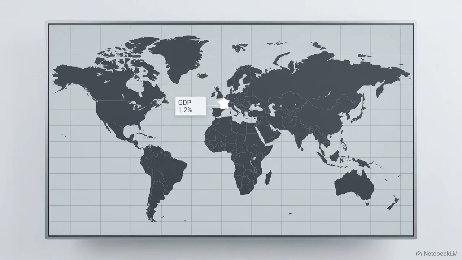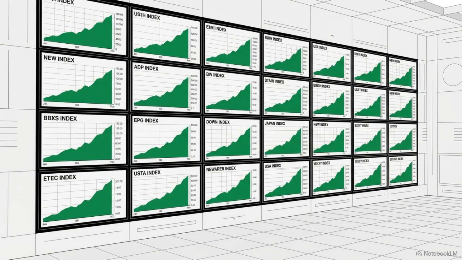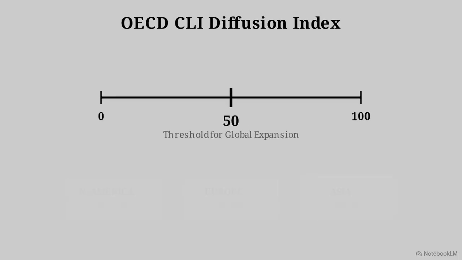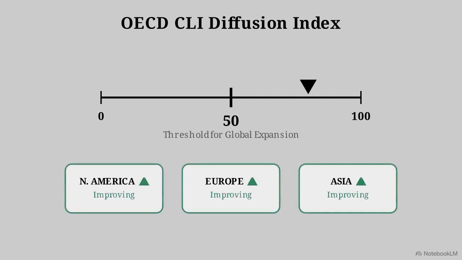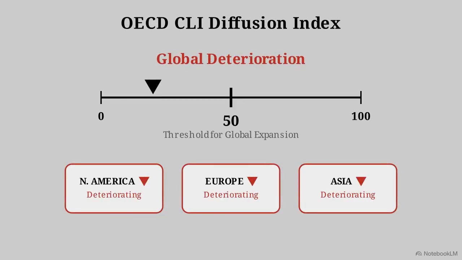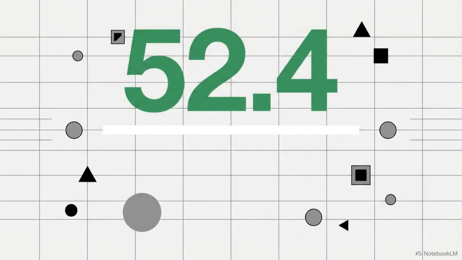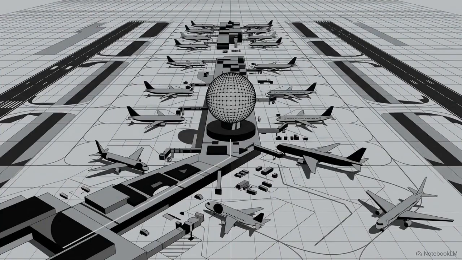Rather than measuring the specific growth rate of any single country, this index asks a simple question: how many major economies are accelerating at the same time? The index maps the spread on a 0 to 100 scale, anchored at 50. A reading above 50 means a majority of global economies are improving simultaneously. Conversely, a reading below 50 means more economies are deteriorating. When the diffusion index breadth expands past 50, it signals that local improvements are becoming a synchronized global expansion.